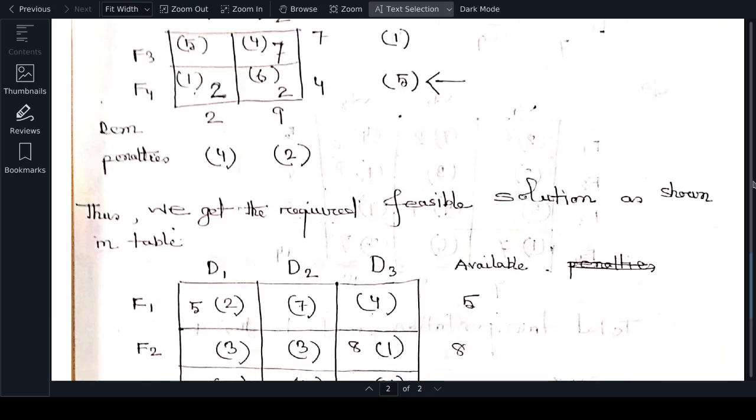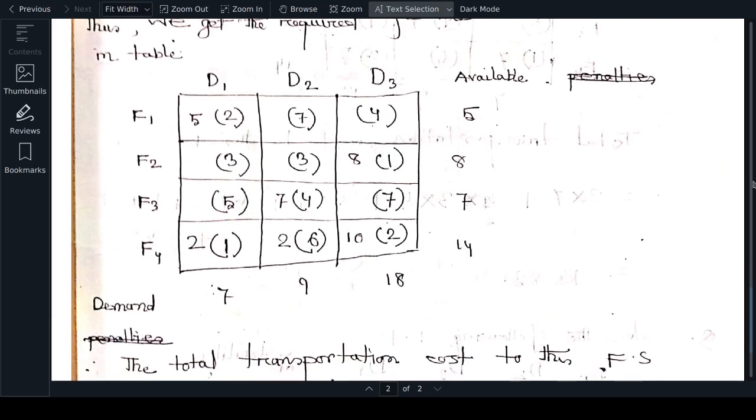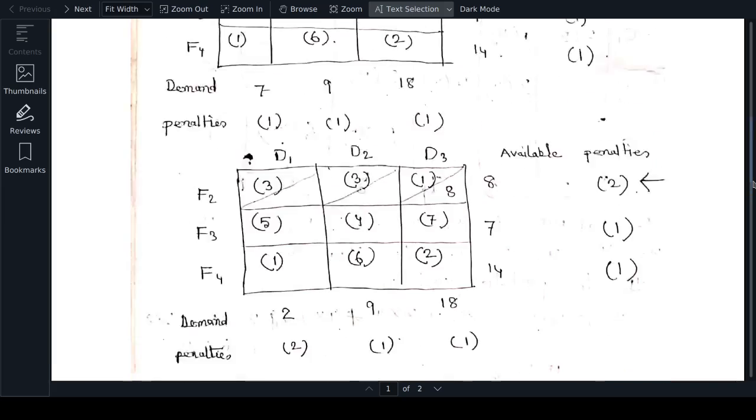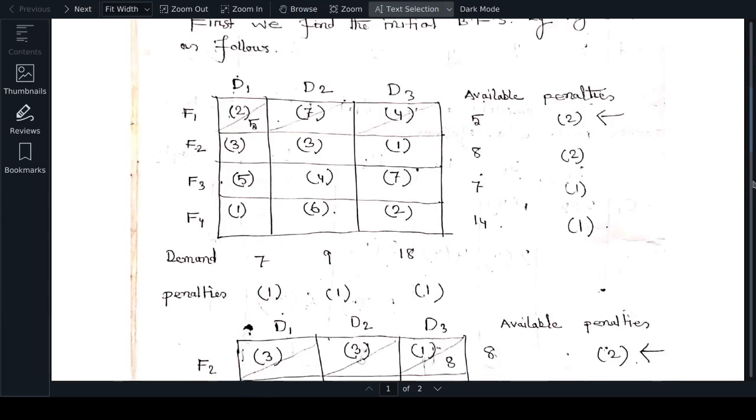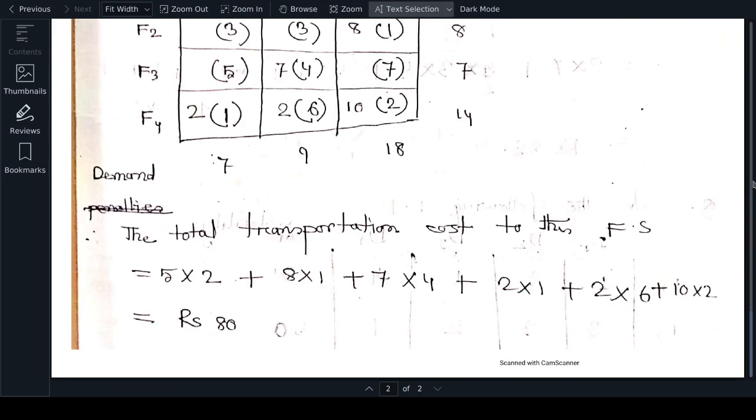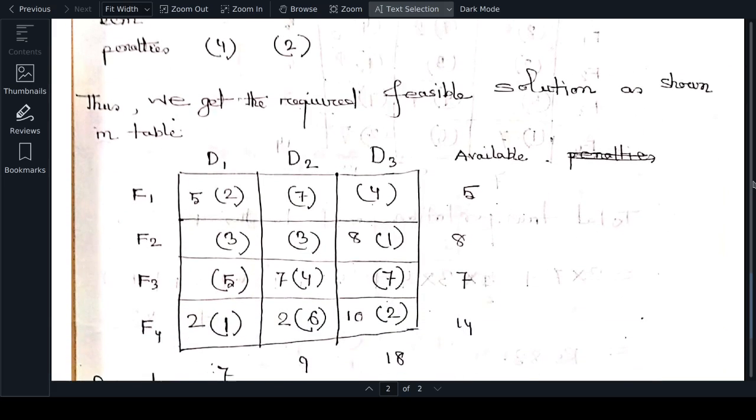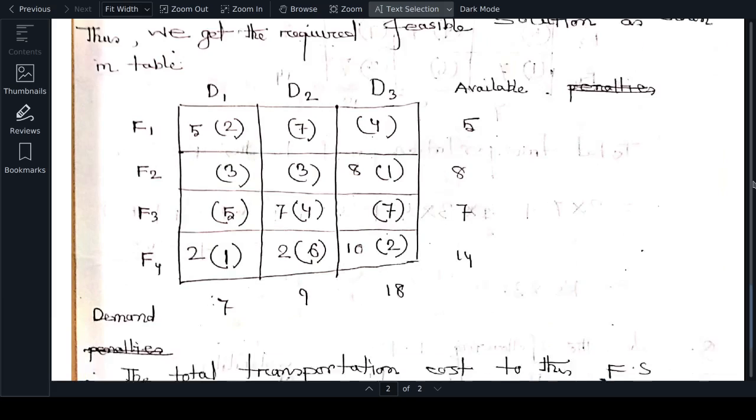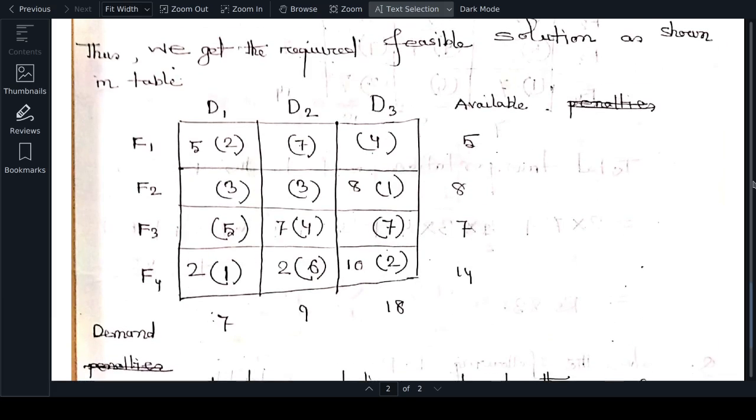So in D2, how to allocate? Here, AV means availability. Okay, I have written AV. This is availability, or available. So here you see 2 is given in the F4 row. In 1 we give 2. When we give 2, then D1 is completed, remaining D2.